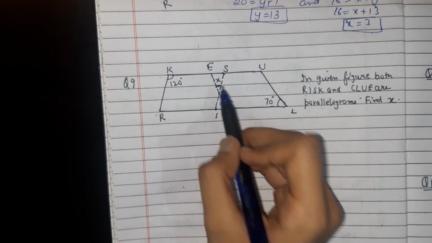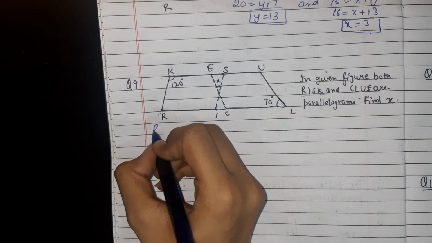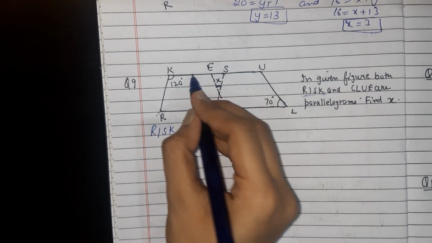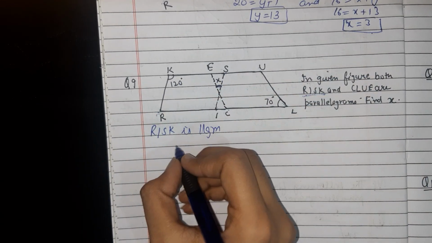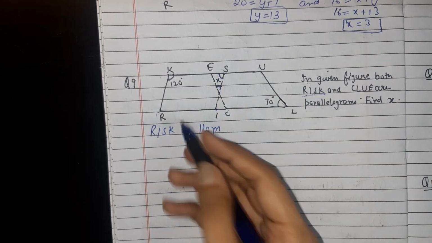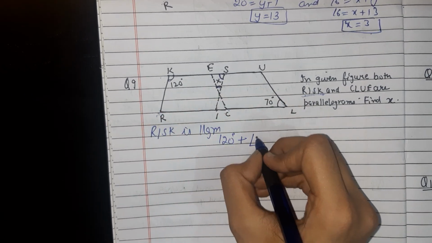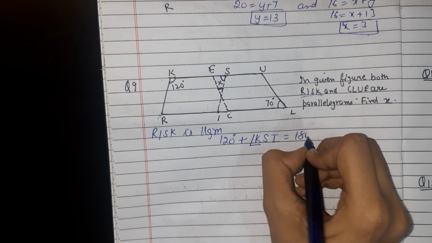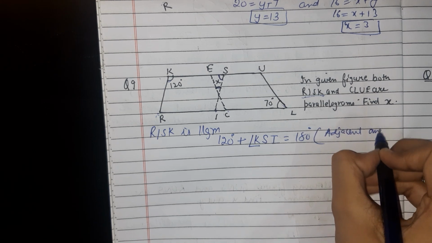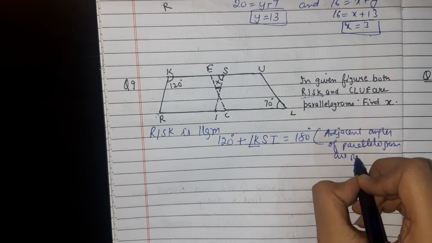For this, firstly we will take the parallelogram RISK. Since RISK is a parallelogram, and we know that the adjacent angles of the parallelogram are supplementary, 120 degrees plus angle KSI is equal to 180 degrees. Why? Because the adjacent angles of the parallelogram are supplementary.